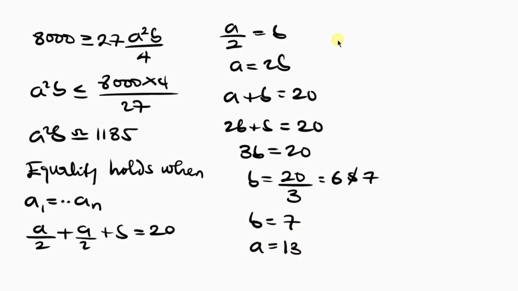So the maximum value occurs when b is 7 and a is 13. Because I have a square b, which is 13 squared times 7, to be equal to 1183, just as we had in our first method.